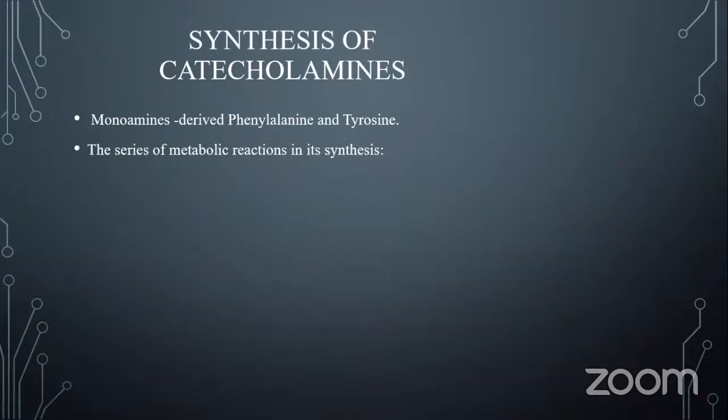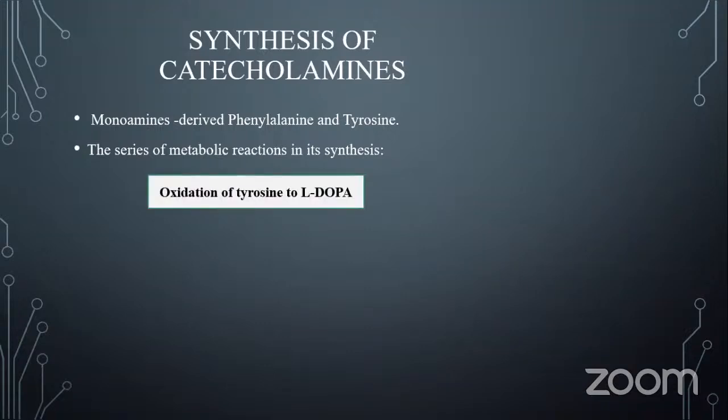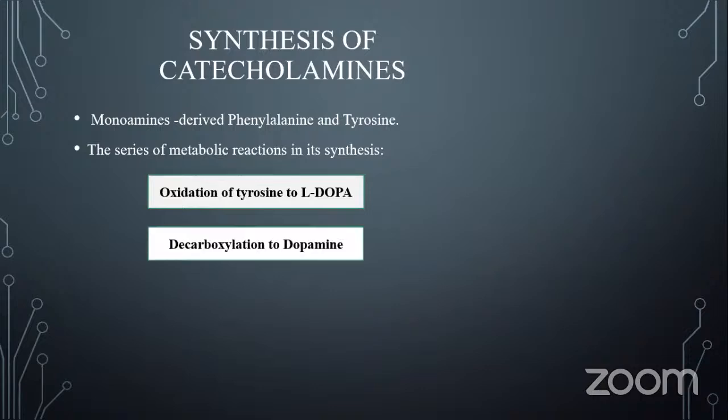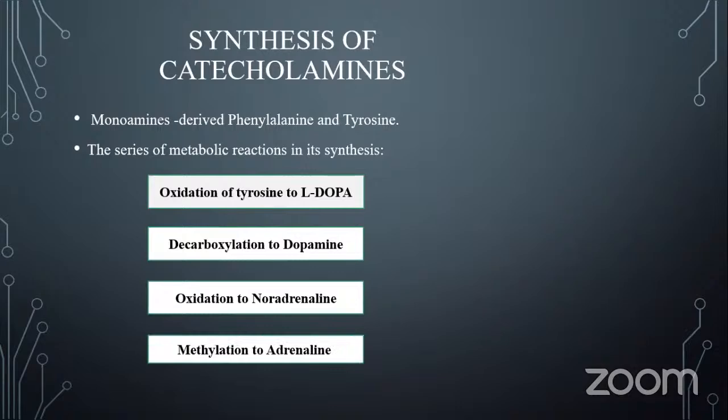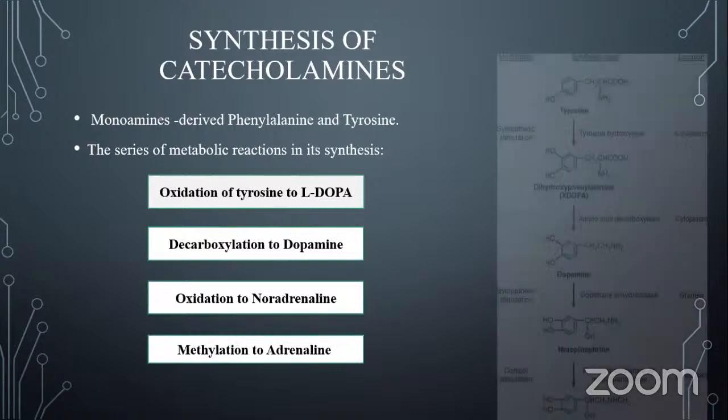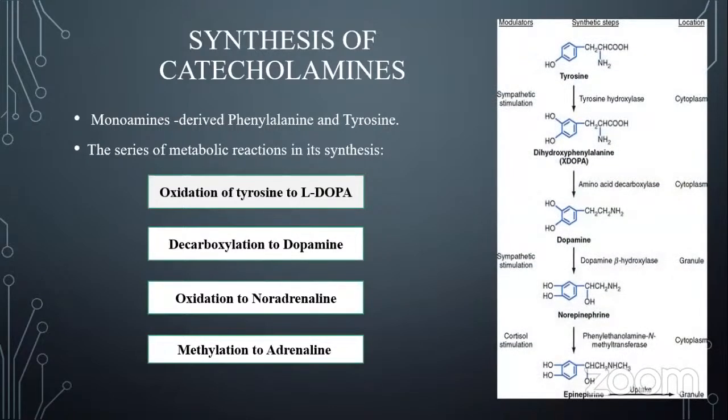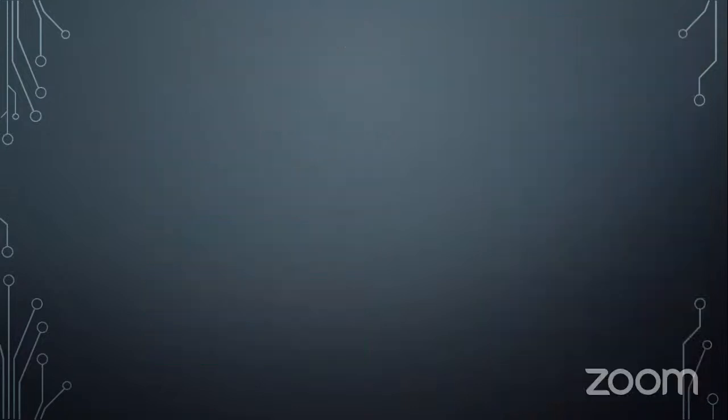Synthesis of catecholamines. All catecholamines are monoamines derived from phenylalanine and tyrosine. There is a series of metabolic reactions involved in the synthesis. The first step is oxidation of tyrosine to levodopa, next is decarboxylation of L-dopa to dopamine, then oxidation of dopamine to noradrenaline, and finally methylation of noradrenaline to adrenaline. The steps are depicted in the following picture.